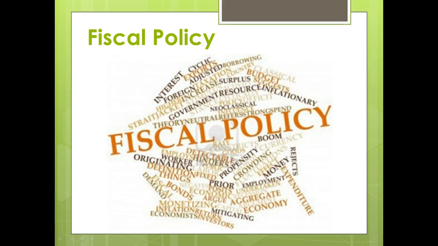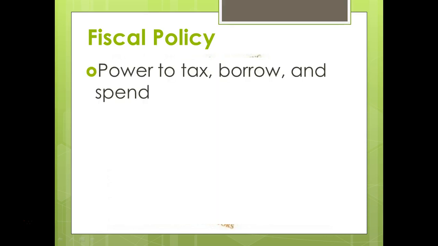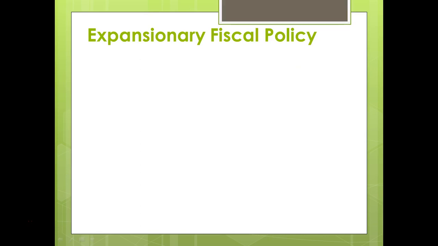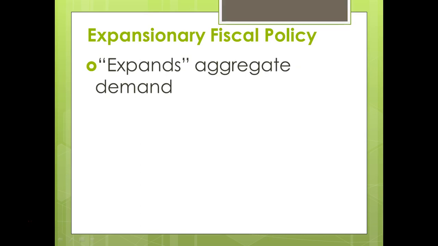And this is where we get to fiscal policy. Fiscal policy is simply the power the government has to tax, borrow, and spend. And there are two kinds. There's expansionary fiscal policy, which tries to stimulate aggregate demand, increase the amount of spending that happens in the economy, and contractionary fiscal policy, which is when the government tries to decrease aggregate demand and slow down the spending in the economy.